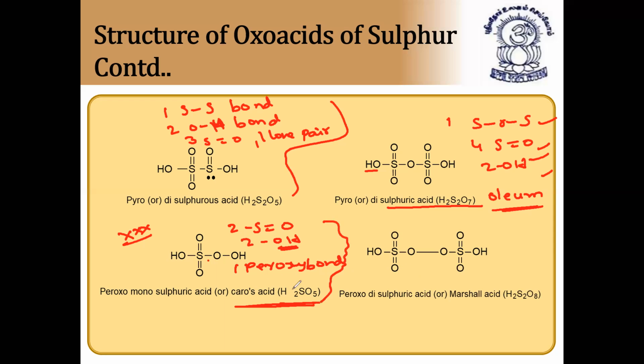Next, the oxidation state of sulfur in Caro's acid. Since it has only one peroxy bond, that one oxygen pair is -1, -1. So here 2 plus 2 is 4, 4 plus 1 is 5, 5 plus 1 is 6, 6 plus 1 is 7. So total it is 7, which means sulfur will be in the +6 state. Peroxodisulfuric acid, Marshall's acid, is H2S2O8.